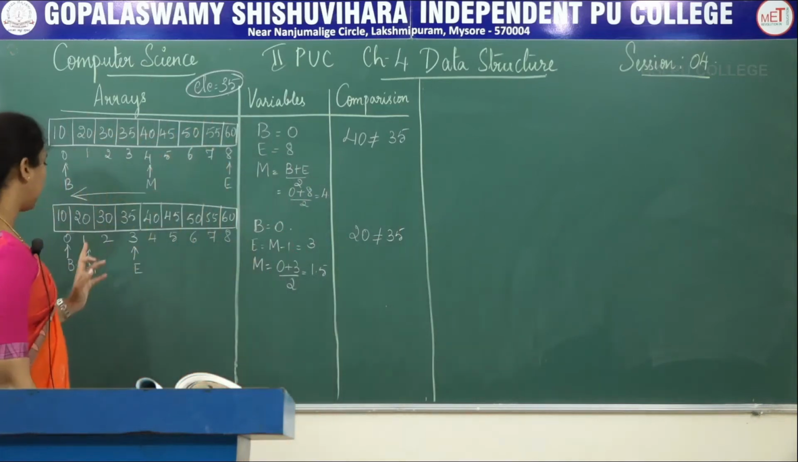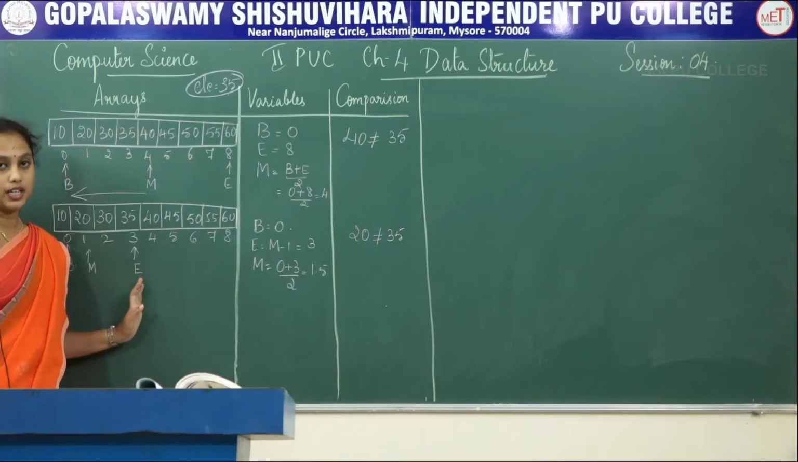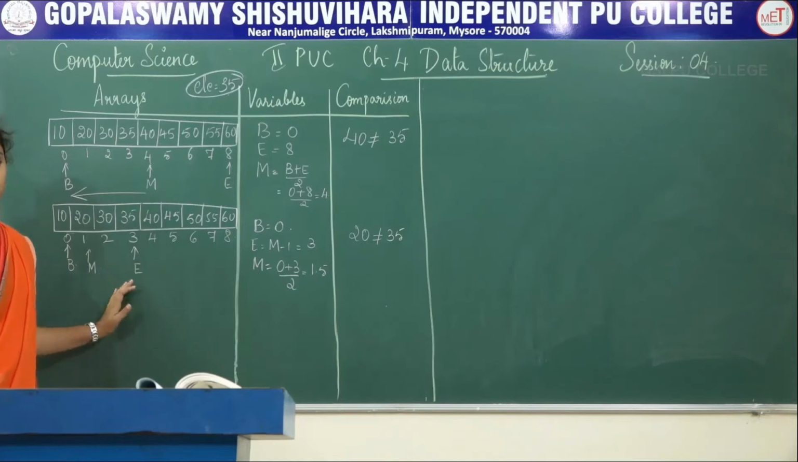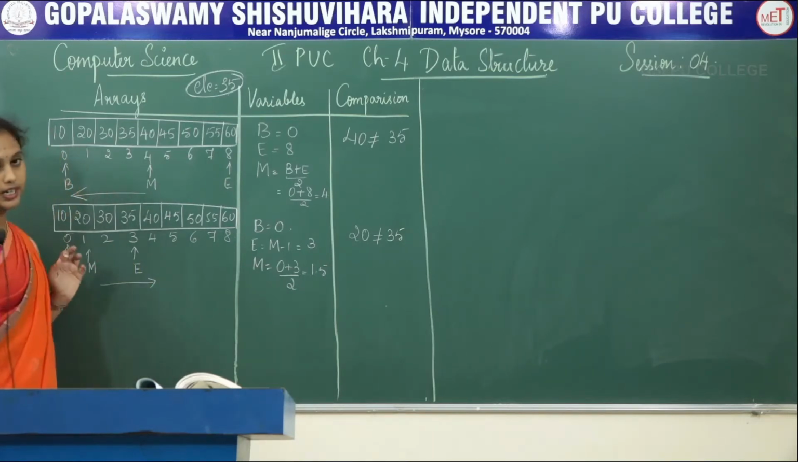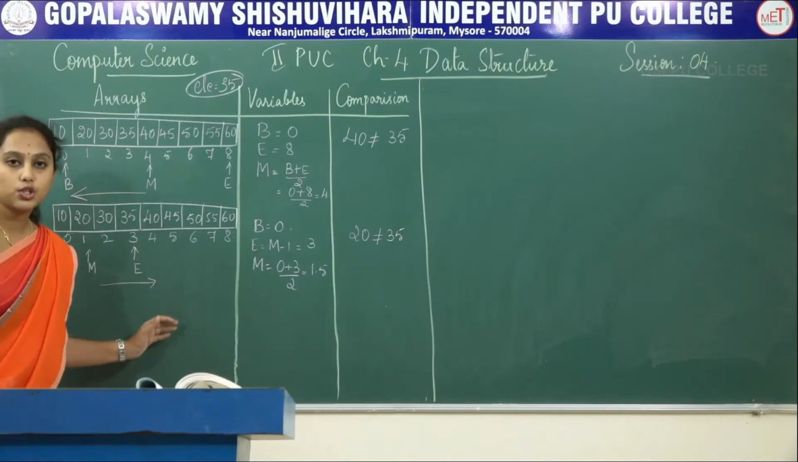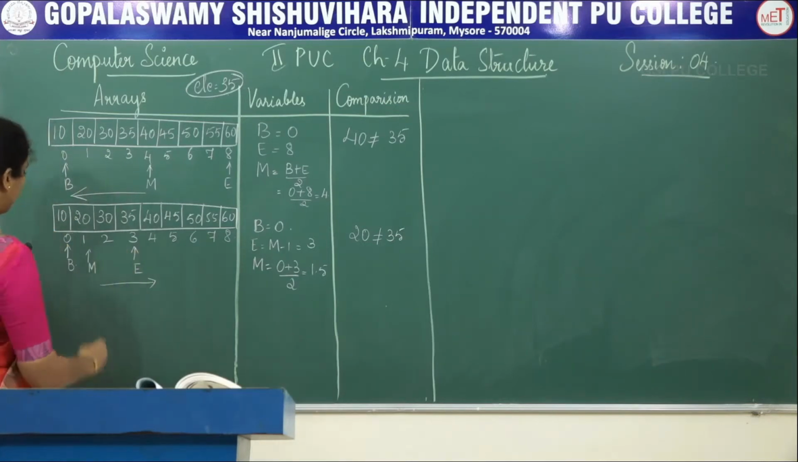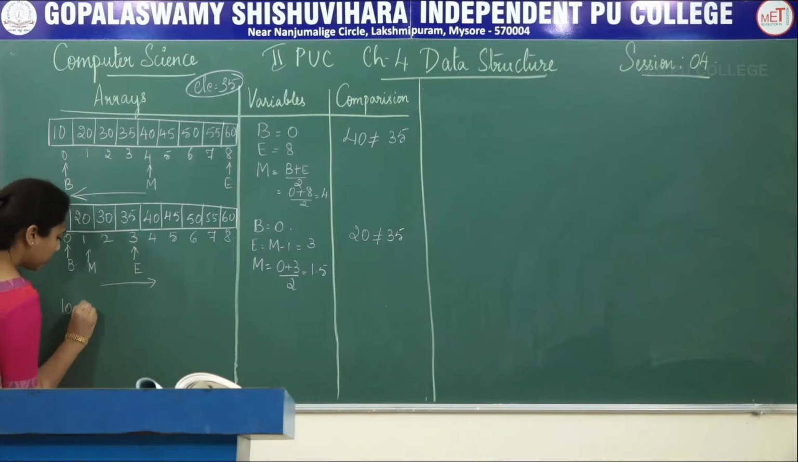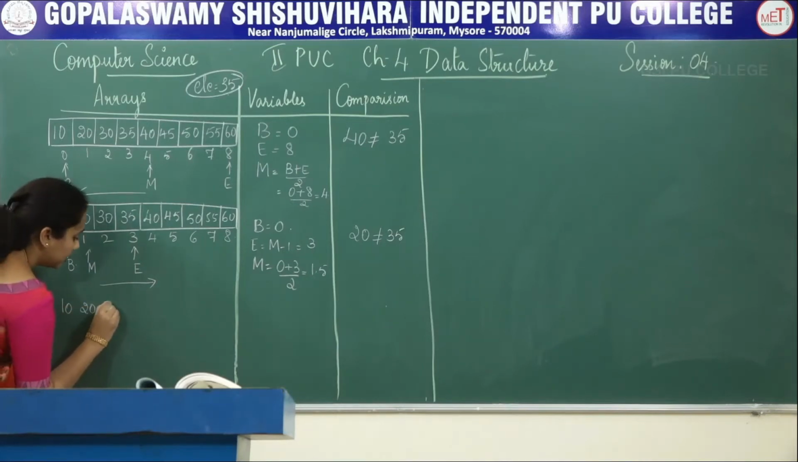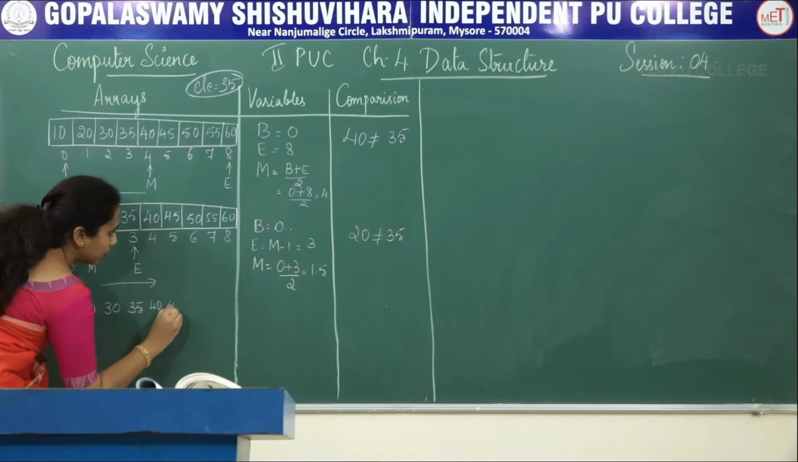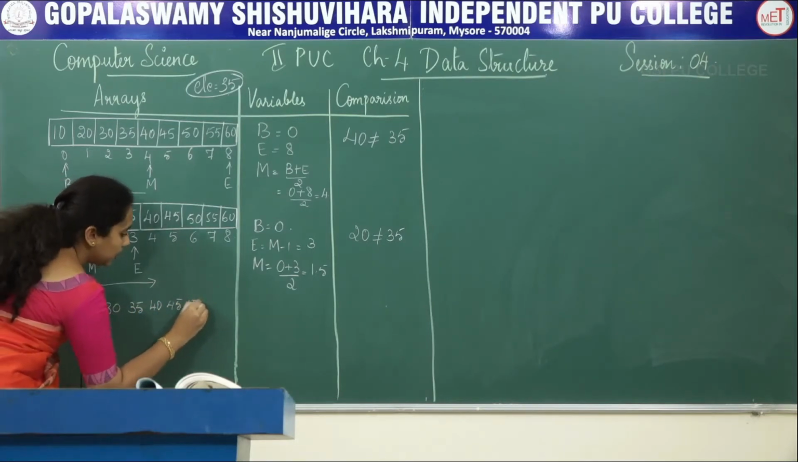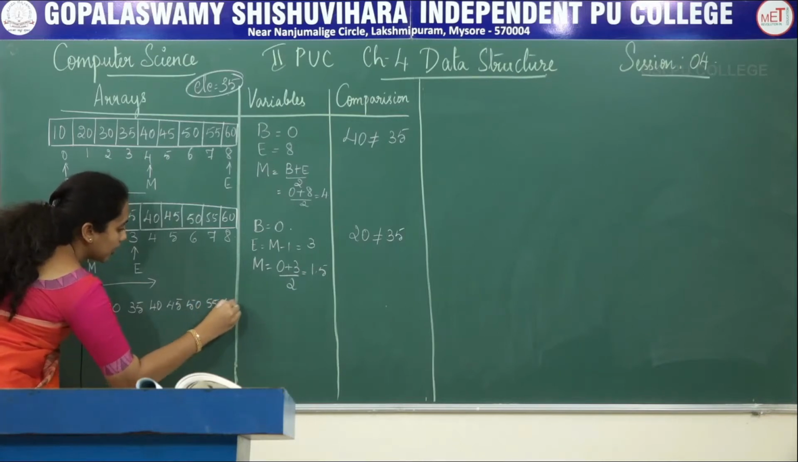The search element is greater than the middle element. Hence what we have to do? We have to search towards the right side of the array. 10, 20, 30, 35, 40, 45, 50, 55 and 60.